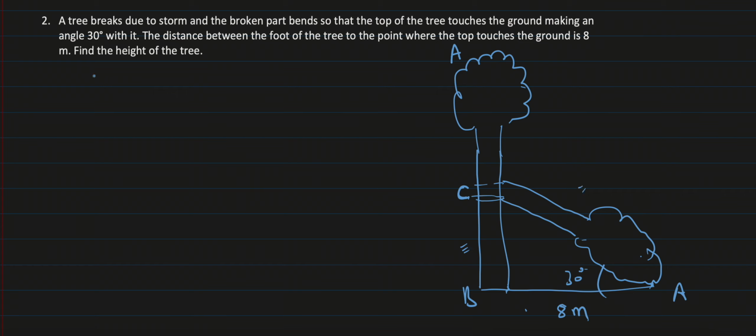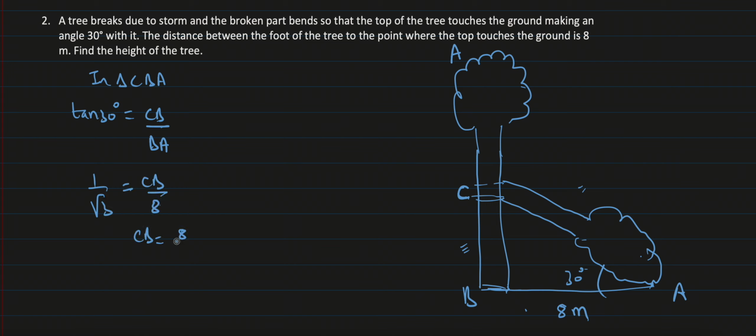Same triangle, in triangle CBA, what all do we have? First, tan 30 degrees is equal to CB by BA. Tan 30 is 1 by root 3. CB we do not know, BA is 8. So CB is 8 by root 3.